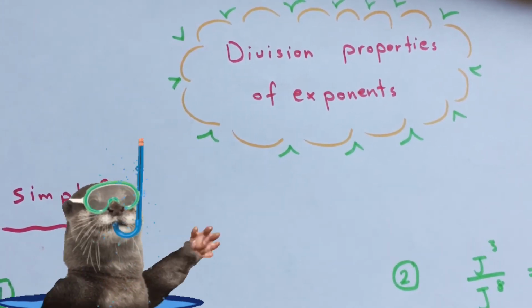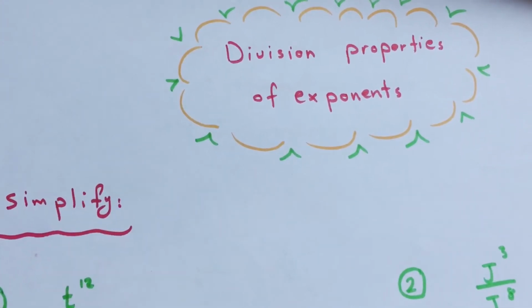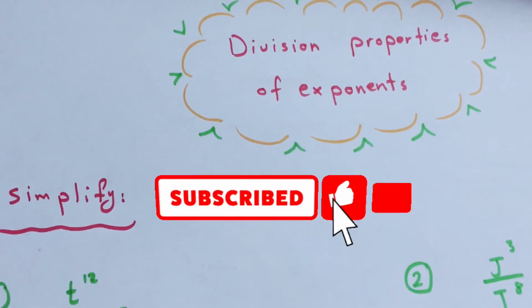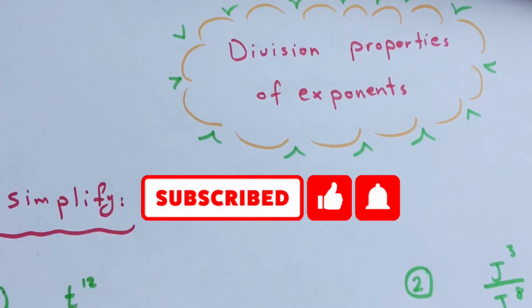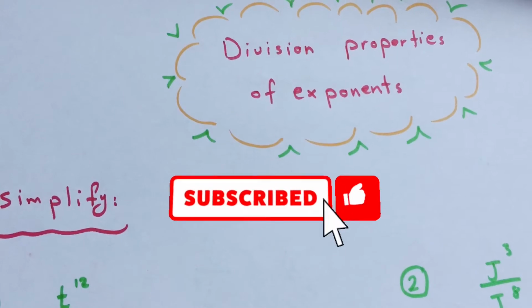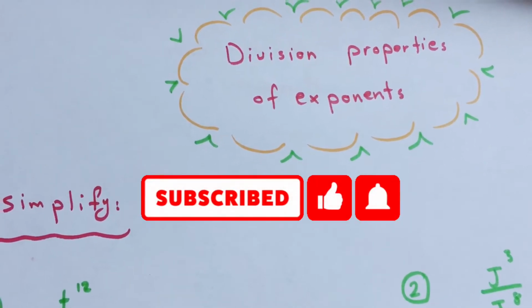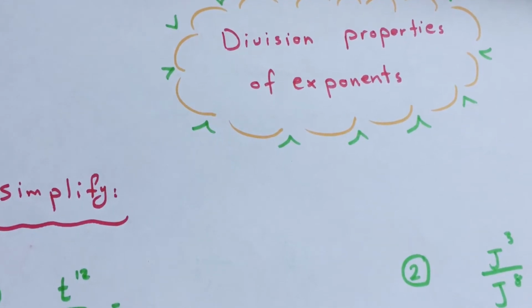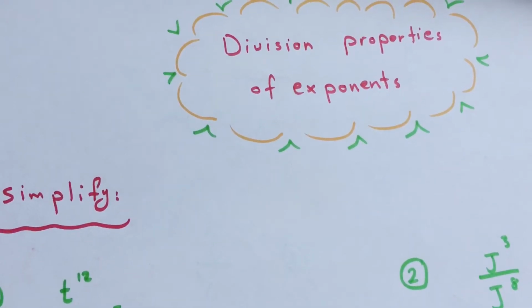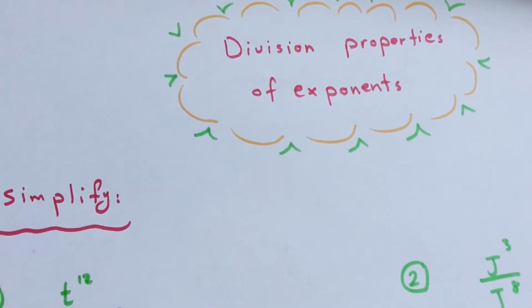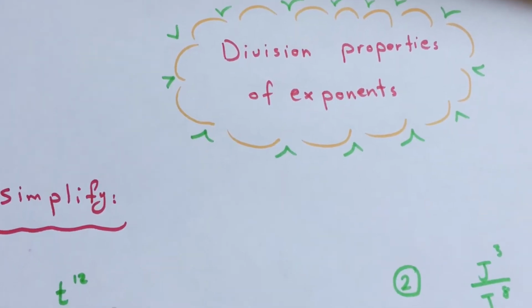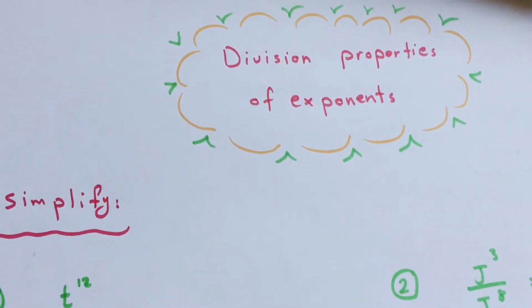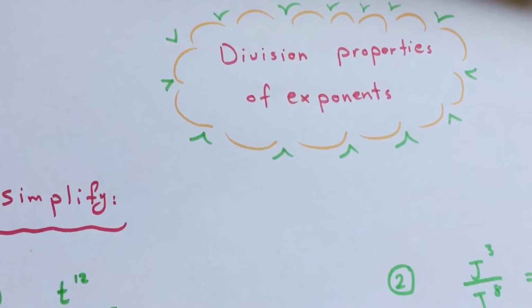In this lesson we are going to take division properties of exponents. If you didn't watch the previous lesson, which is multiplication properties of exponents, I will leave the link in the description box. You can go back and watch it. Also, I explained before the negative exponent and how we change it to positive exponent in a separate lesson. Also, I will leave it in the description box.